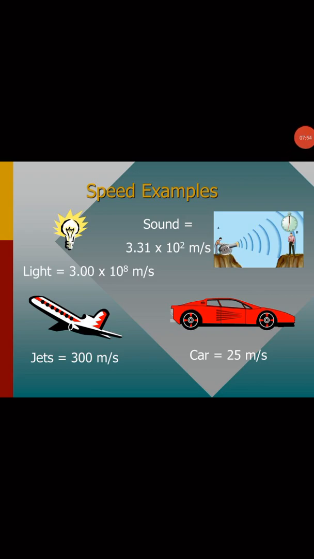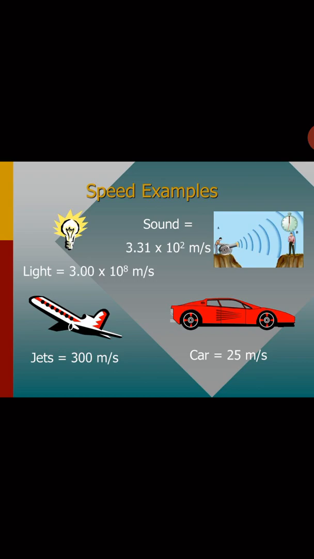Now let's see a few examples of speed and a few examples of velocity. Let's start with examples of speed first. Speed of light in air is 3 into 10 raised to 8 meter per second. So that's the speed of light. So here this is an example of speed, because the unit is meter per second and the direction is not mentioned. Light is everywhere around us. So it's an example of speed.